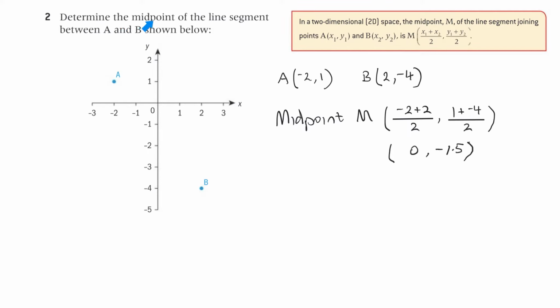Question 2. Determine the midpoint of the line segment between A and B, shown below. There's A, there's B, and we're looking for the midpoint. Well, we can see A has the position -2, 1, x value and y value. B is 2, minus 4. So the midpoint M is the average of the x values, -2 plus 2 divided by 2, and 1 plus -4 divided by 2, that's 0 and minus 1.5.